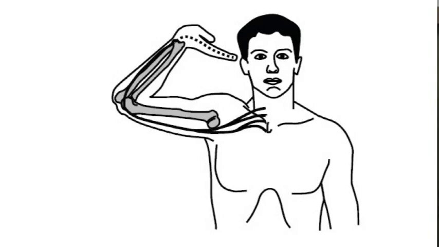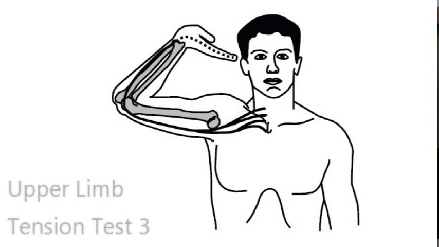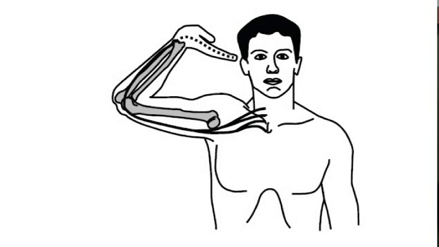Next we have upper limb tension test 3, which is actually for the ulnar nerve. Positioning there is for wrist and finger extension, but pronation now, not supination like in tests 1 and 2. Now the difference is elbow flexion instead of extension. Shoulder external rotation, abduction, and of course depression remain critical to this test.